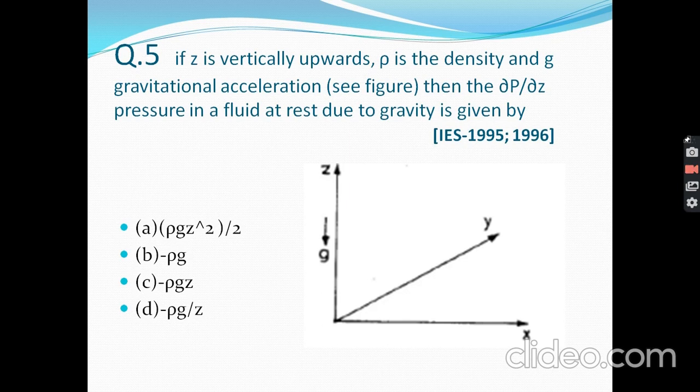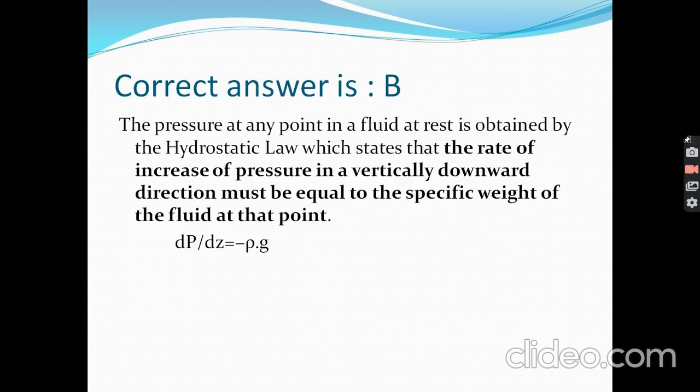Question 5. If z is vertically upward, rho is the density and g is the gravitational acceleration as seen in the figure, then del P by del z, the pressure gradient in a fluid at rest due to gravity, is given by: option A rho z square by 2, option B minus rho g, option C minus rho g z, option D minus rho g by z. So the correct answer is B. The pressure at any point in a fluid at rest is obtained by the hydrostatic law. So dP by dz is equal to minus rho g.